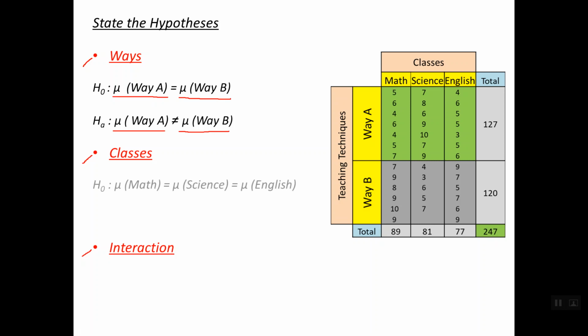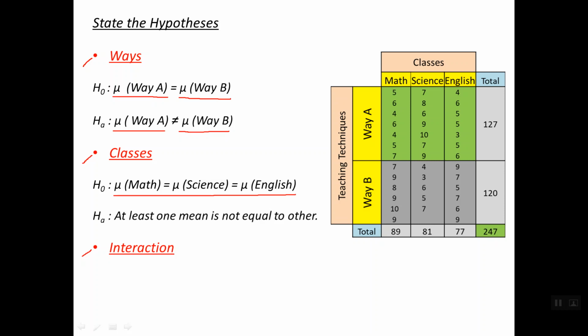The same for the classes. The null hypothesis for the classes states that the mean for the math class is the same as the mean for the science class, which is the same as the mean for the English class. The alternative hypothesis states that at least one mean is not equal to the others.